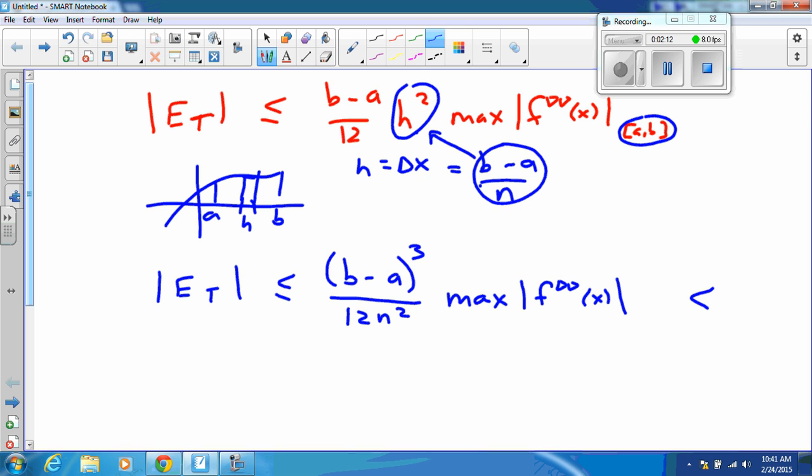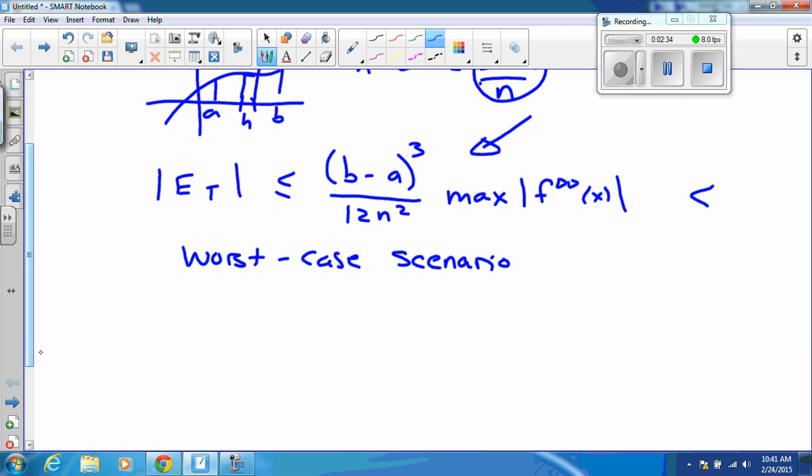So what does it mean that this is an error bound? What this means is that the error bound is the worst case scenario. In other words, it doesn't tell me how much error I have exactly, but it says that my error is no worse than this expression right here. In other words, it is a bound on the error.